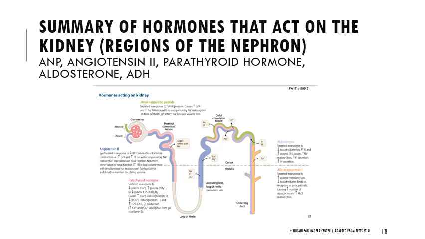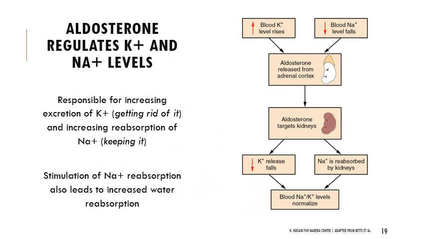And remember here, you can see ADH binds to receptors on principal cells. So I wanted to expand on that in just a moment. But just a reminder about aldosterone. Aldosterone regulates potassium and sodium levels. So when blood potassium is too high, aldosterone is released from the adrenal cortex. It targets the kidneys, and then the release of potassium decreases and levels normalize.